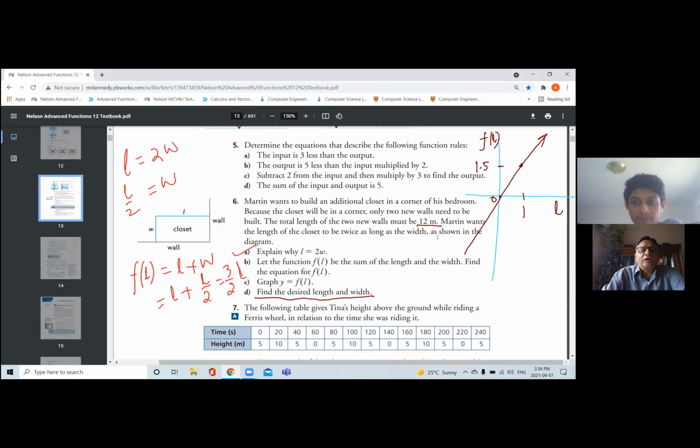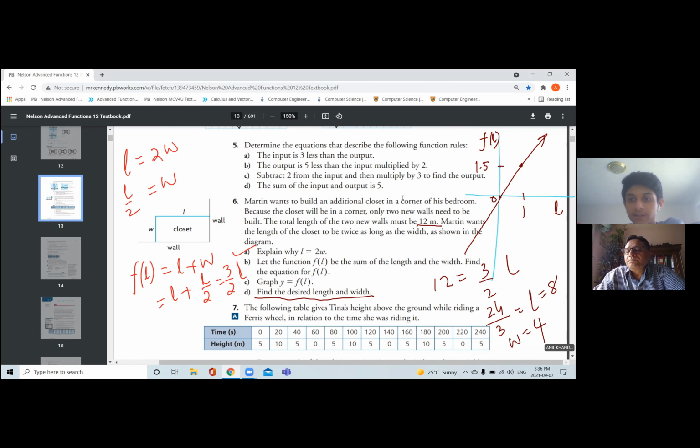So you have 12 as the perimeter, I mean, the total length of the two new walls will be 12. That means 12 equals 3 by 2 of L, correct? So you can find L as 24 over 3, which is 8, right? And you can find the width as 4, correct? Okay, that is perfect. That is how you could do it. Perfect.